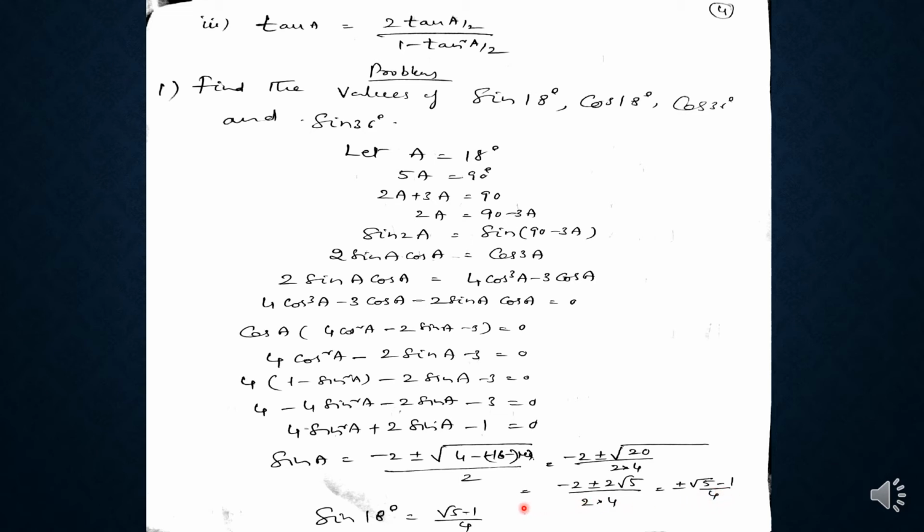That means sin 18 degrees is equal to plus root 5 minus 1 by 4 or minus root 5 minus 1 by 4. When we take minus root 5 minus 1 by 4, we will get a negative value. But a is equal to 18 degrees. Here 18 degrees means the value comes in the first quadrant. In the first quadrant, all ratios are positive from 0 to 90 degrees. So the sin 18 degrees value is positive. So we should take the plus value only. Sin 18 degrees is equal to root 5 minus 1 by 4. Thus we got the value of sin 18 degrees.